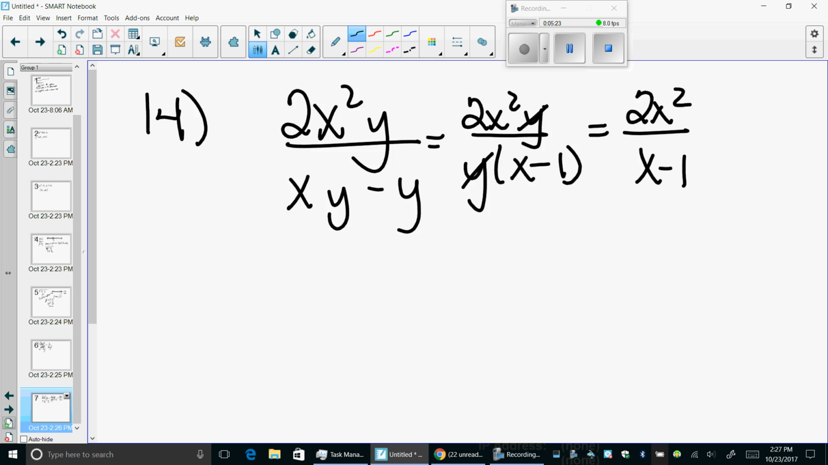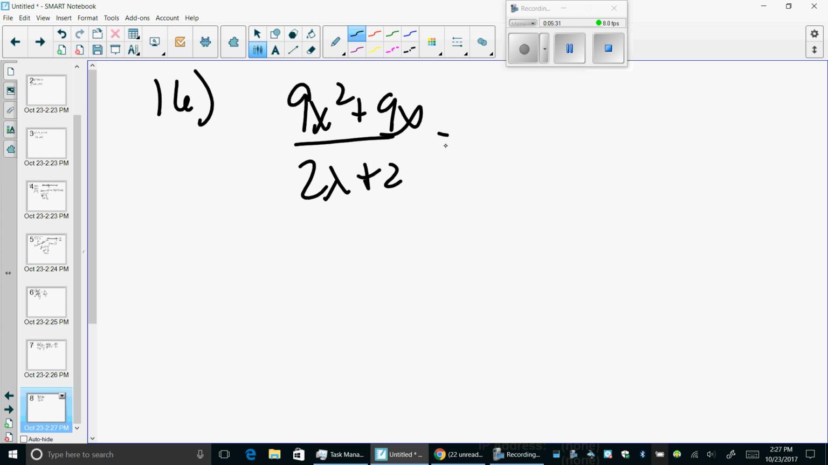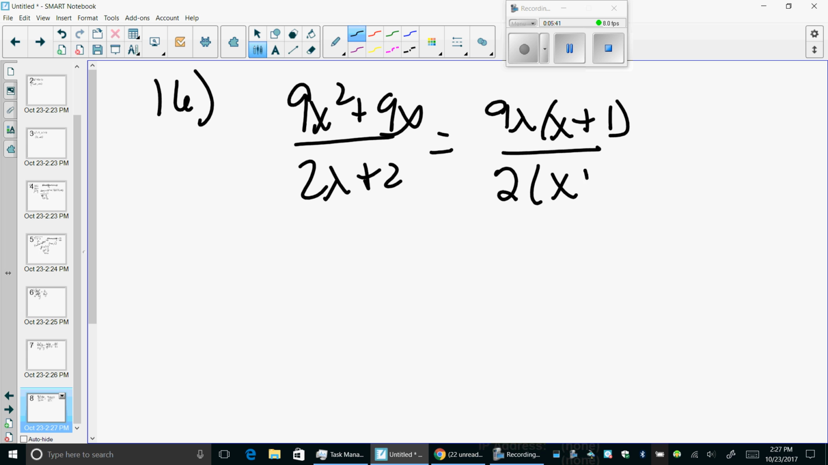All right, number 16. 9x squared plus 9x over 2x plus 2. The top has a GCF of 9x, and that'd be times x plus 1. And on the bottom, a 2, and that'd be times x plus 1. So this cancels out, and I get 9x over 2. And that would be my answer.